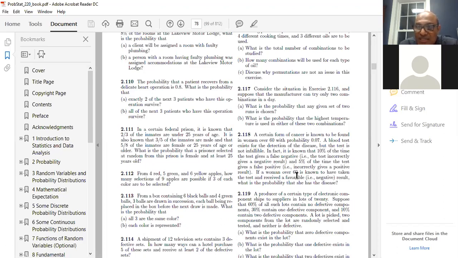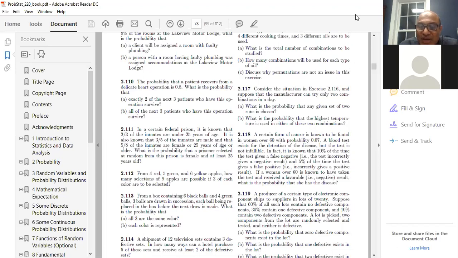If a woman over 60 is known to have taken the test and received a favorable, means non-negative result, everyone wants a negative result, right? What is the probability that she has the disease? Just keep in mind these things here: it is 0.07, 10% and 5%. These are the informations with us.